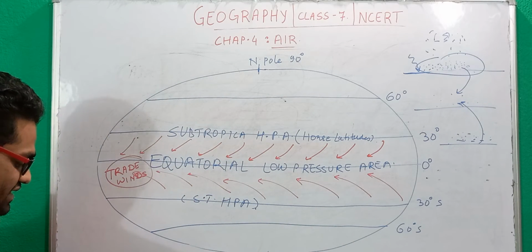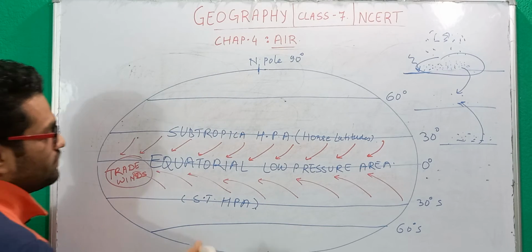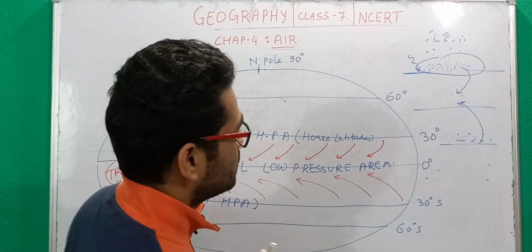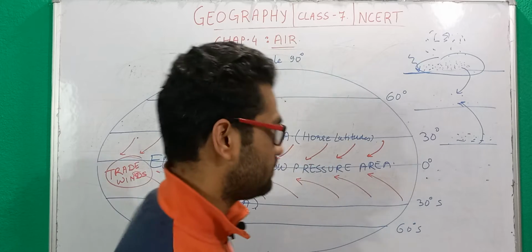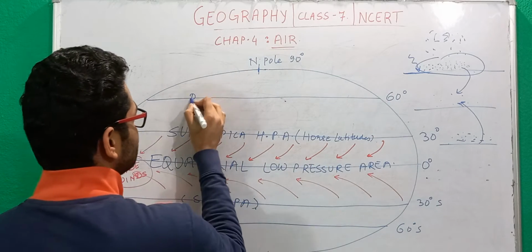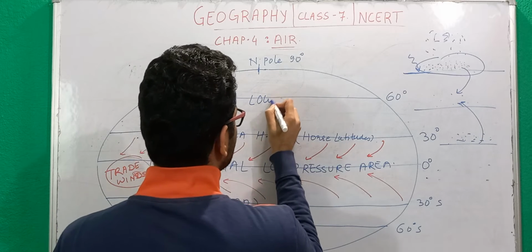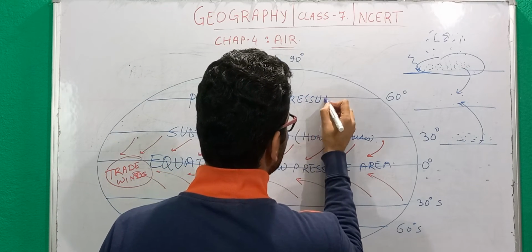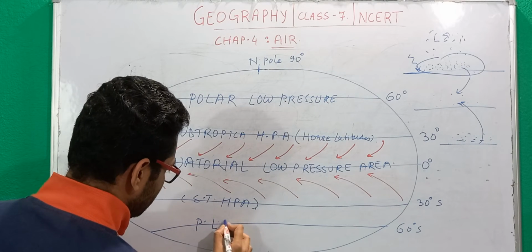Again, this area is the polar area, and in this area we have a low pressure area created, not because of the type of mechanism that we have seen here. This is another phenomenon taking place here. Just remember, this is polar low pressure, and similarly this is also a polar low pressure area.